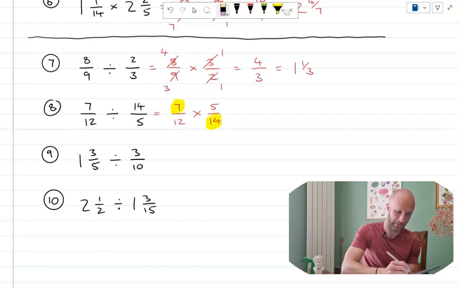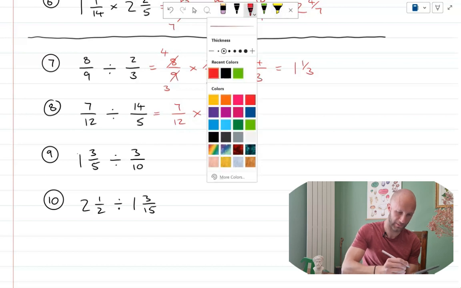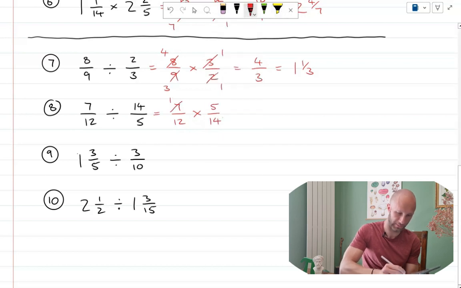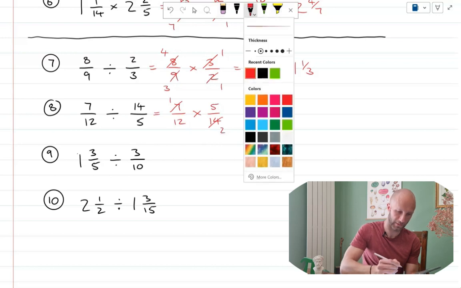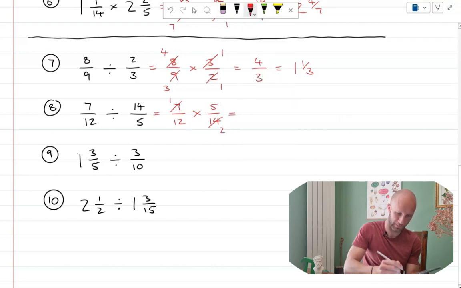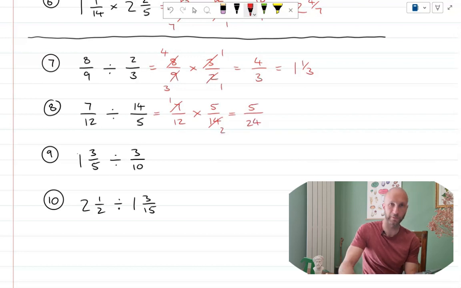What's common here? 7 is common. Goes in here once, goes in here twice. This diagonal, no common factors, so we can't cancel, that's fine. We just carry on, which is top times top, 1 times 5, and bottom times bottom, 12 times 2, 5 over 24.